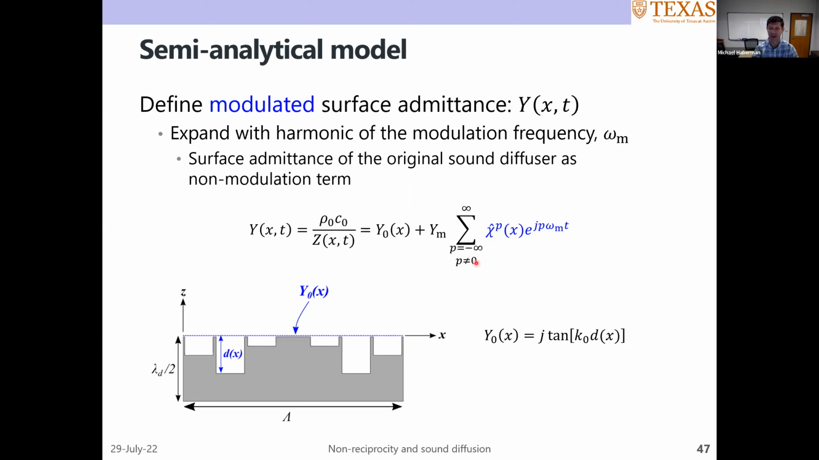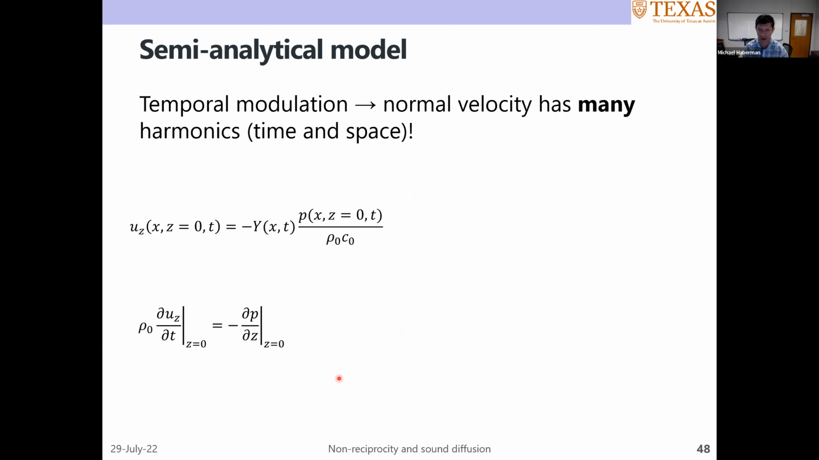If P is equal to 0, then there's no modulation. We just have the original distribution, which is given here. So there's our original distribution if we're looking specifically at this diffuser, a classical diffuser design. What we want to do is augment that by saying that those could also be modulated as a function of time and space. We'll talk about how that can be done in a little bit.